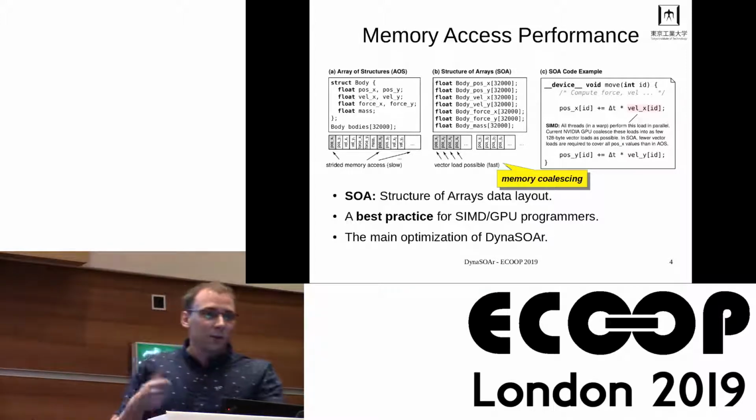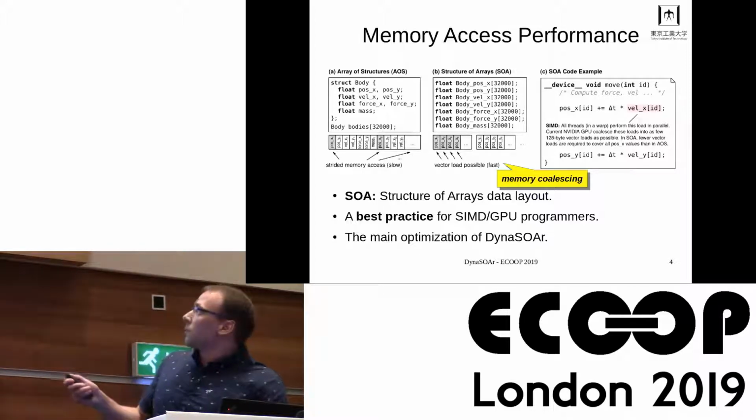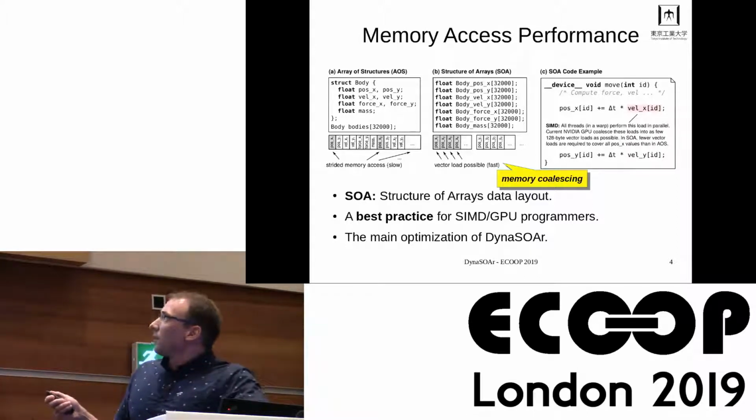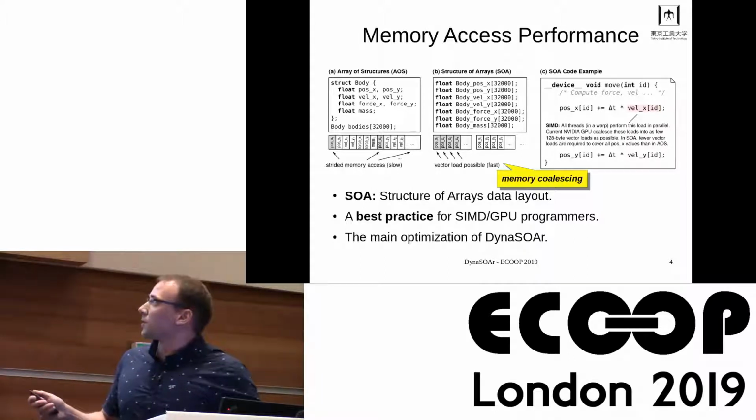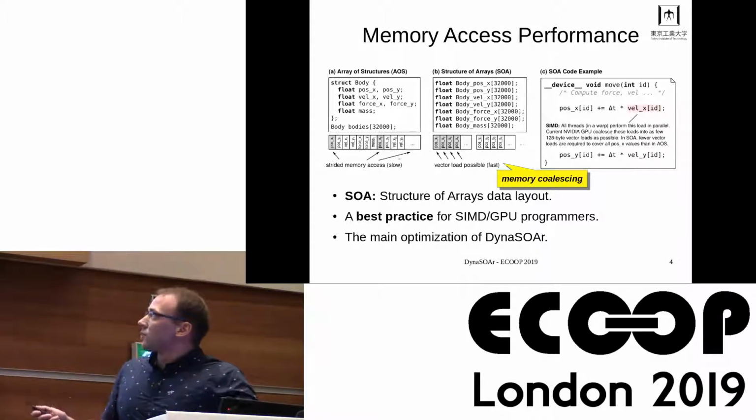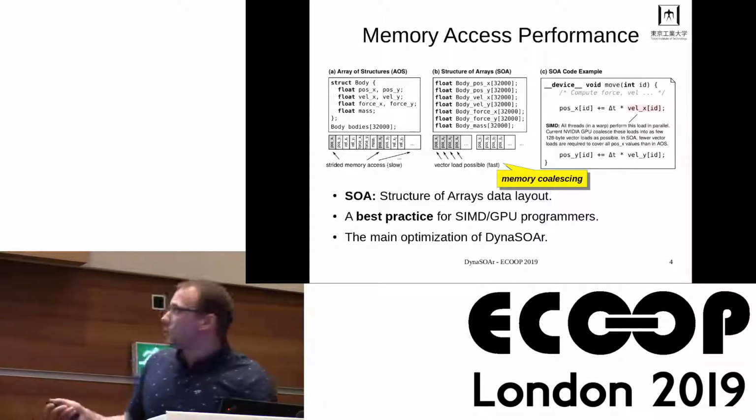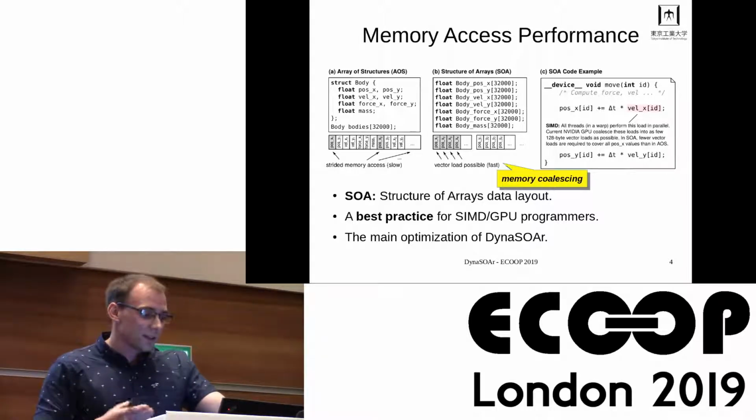Now, when we write a parallel program, we probably read those values, maybe the position X value, in parallel for all objects. If this is happening, then we have much better performance with the structure of arrays layout because the GPU can vector load all of those position X values, while in array of structures, we have a much less efficient strided memory access pattern. So this optimization, structure of arrays, is the main optimization of DynaSOAr.